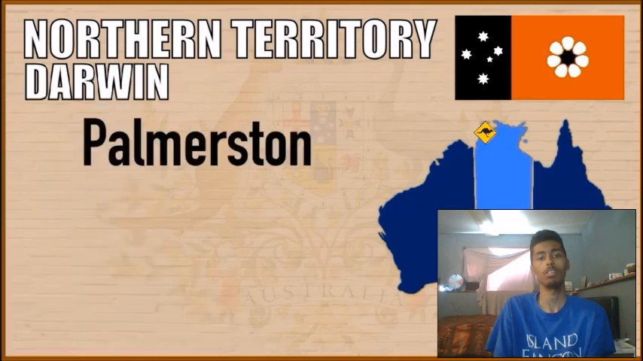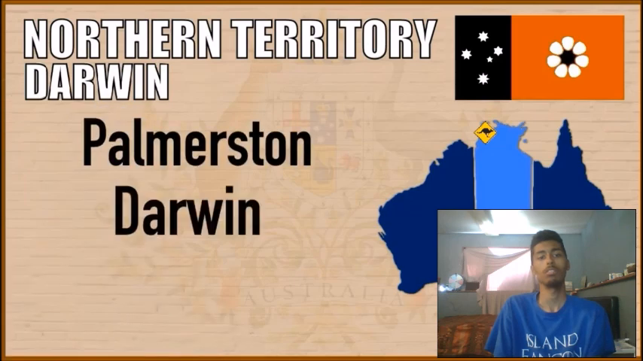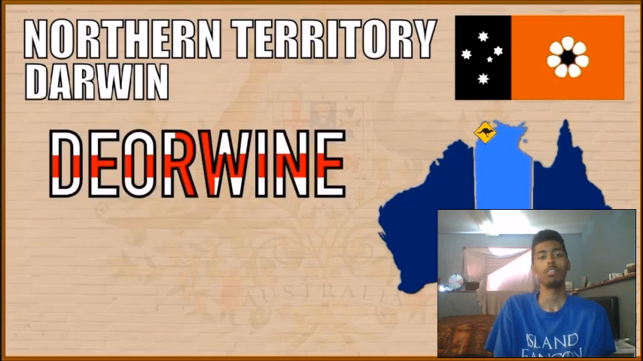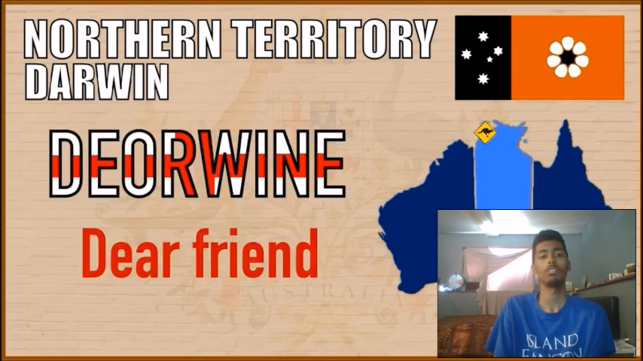The first settlement there was known as Palmerston in 1869, but it was later renamed Darwin in 1911. The name Darwin itself evolved from the Old English Derwin, which means dear friend.